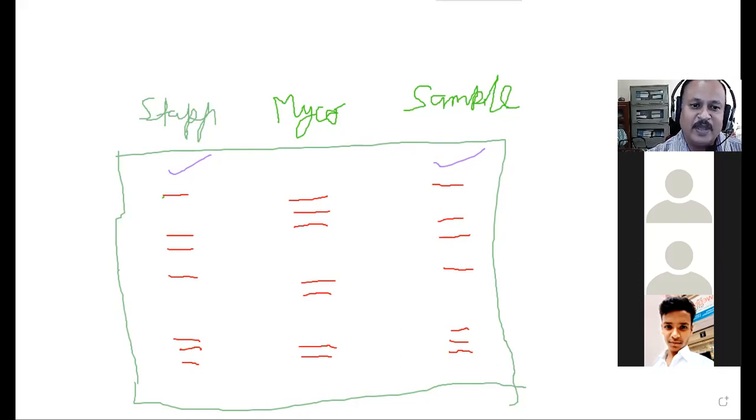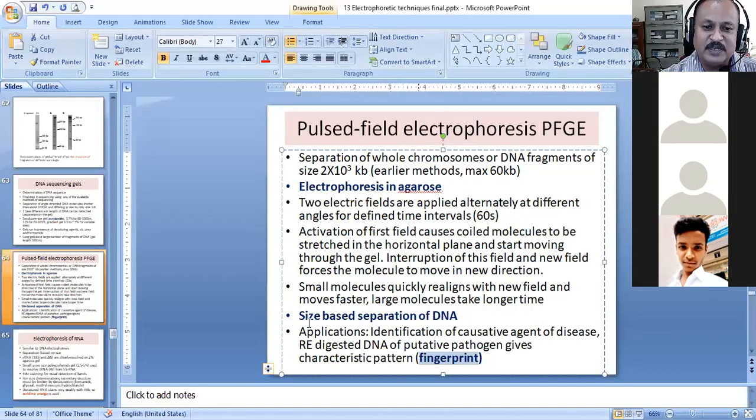So now I go back to my original presentation. This kind of patterning is called as fingerprinting. Okay. This is called DNA fingerprinting.